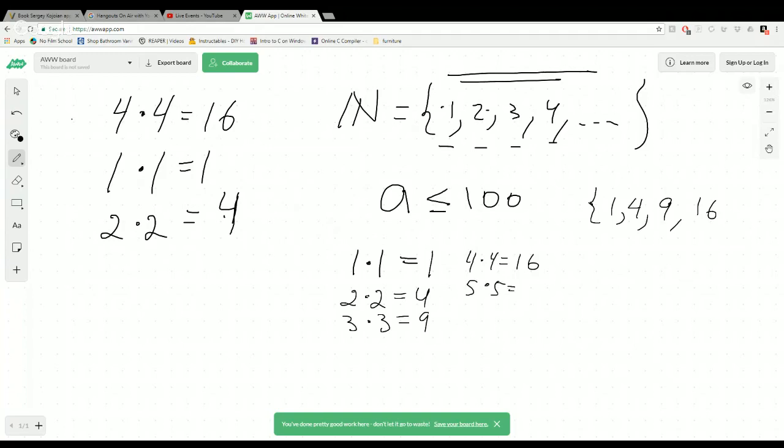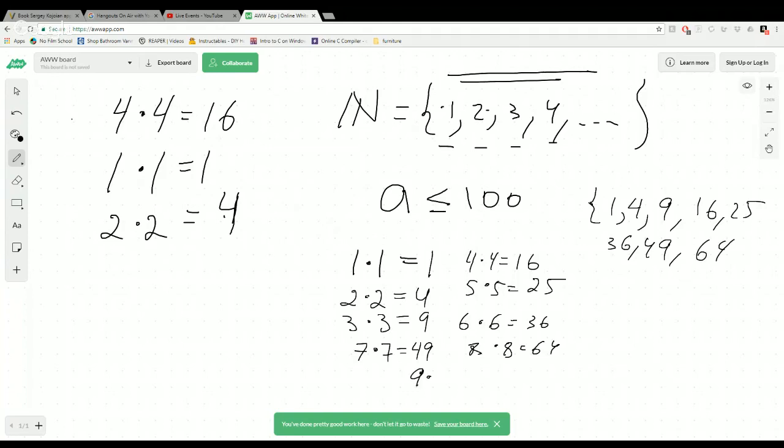5 times 5, 25. Yes. 6 times 6, 36. 7 times 7, 49. 8 times 8, 64. 9 times 9, 81. 10 times 10, 100. So these are numbers, natural numbers, less than or equal to 100, that are a natural number multiplied by itself.